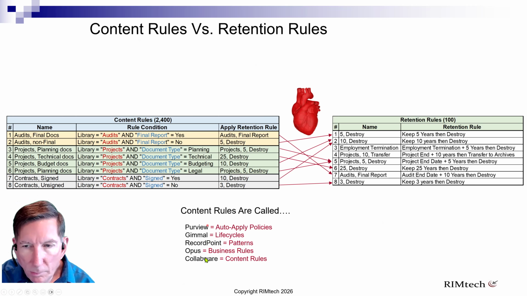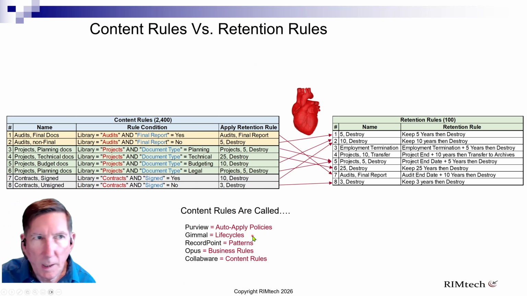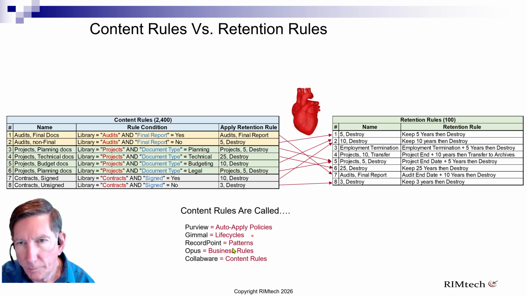Now, down below, you'll see there are 5 products here. Each one of those products has a different proprietary name for their particular proprietary content rules. In Purview, they're called auto-apply policies. In Gimmal, they're called life cycles. Doesn't matter. The principle is exactly the same in all 5 products.